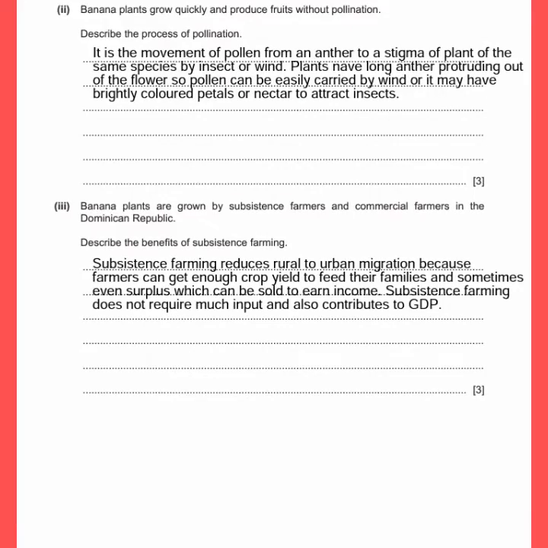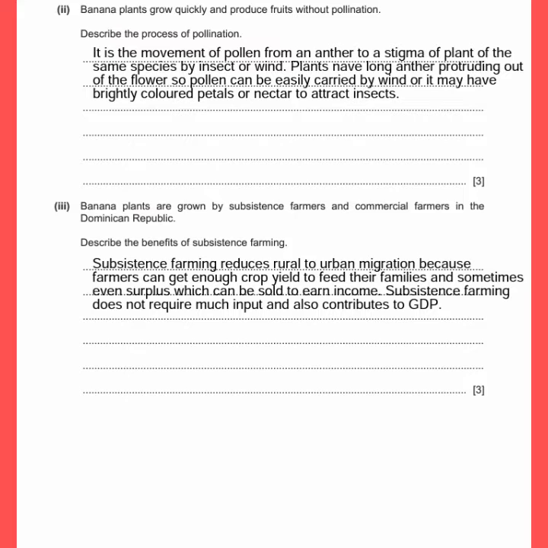Then they're asking you, banana plants are grown by subsistence farmers and commercial farmers in the Dominican Republic. Describe the benefits of subsistence farming. We know that there are 2 types of farming: subsistence and commercial, right? Commercial is solely for sale, while subsistence is to fulfill a family's own needs. If a family is self-sufficient, that's the word, if it can grow enough to feed itself, you have the idea of non-dependency or self-sufficiency. So that's number 1 point.